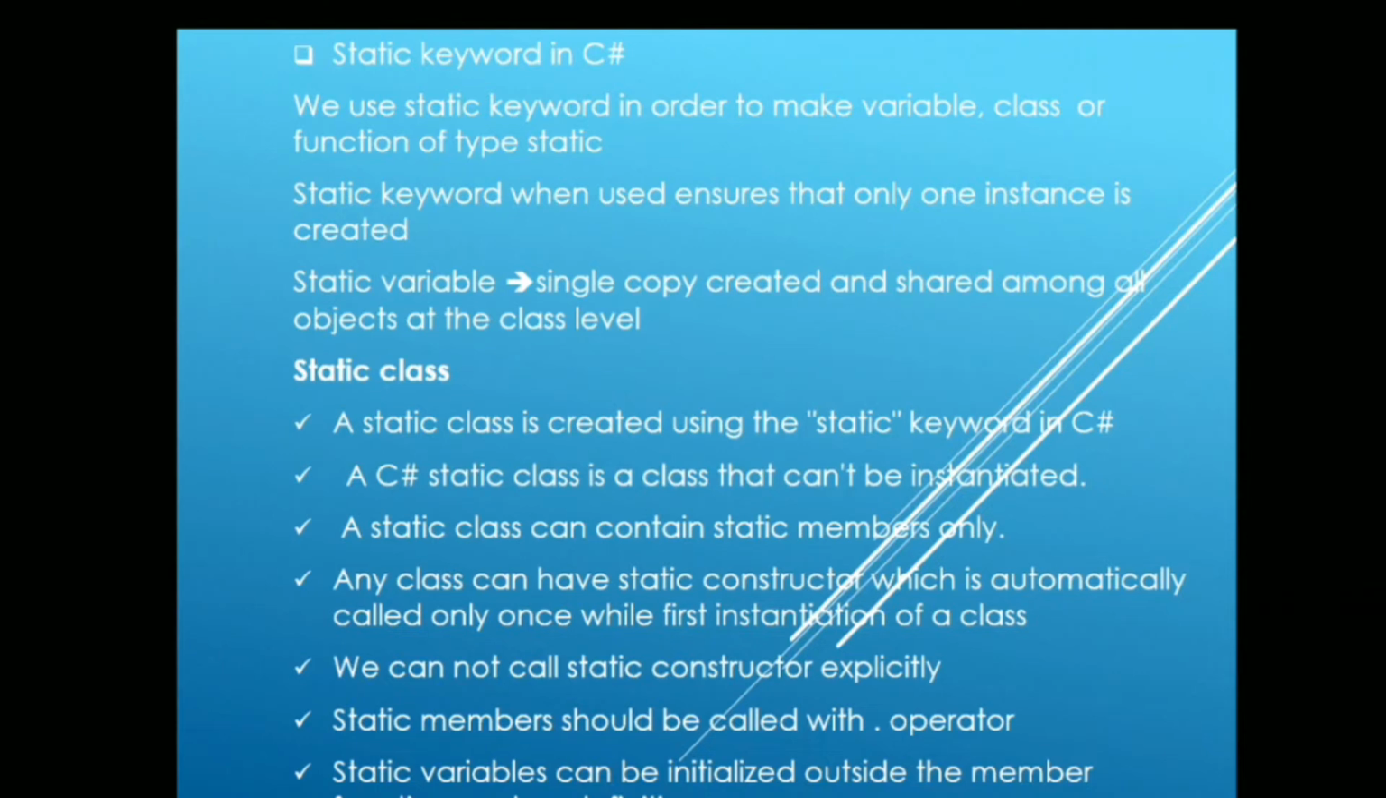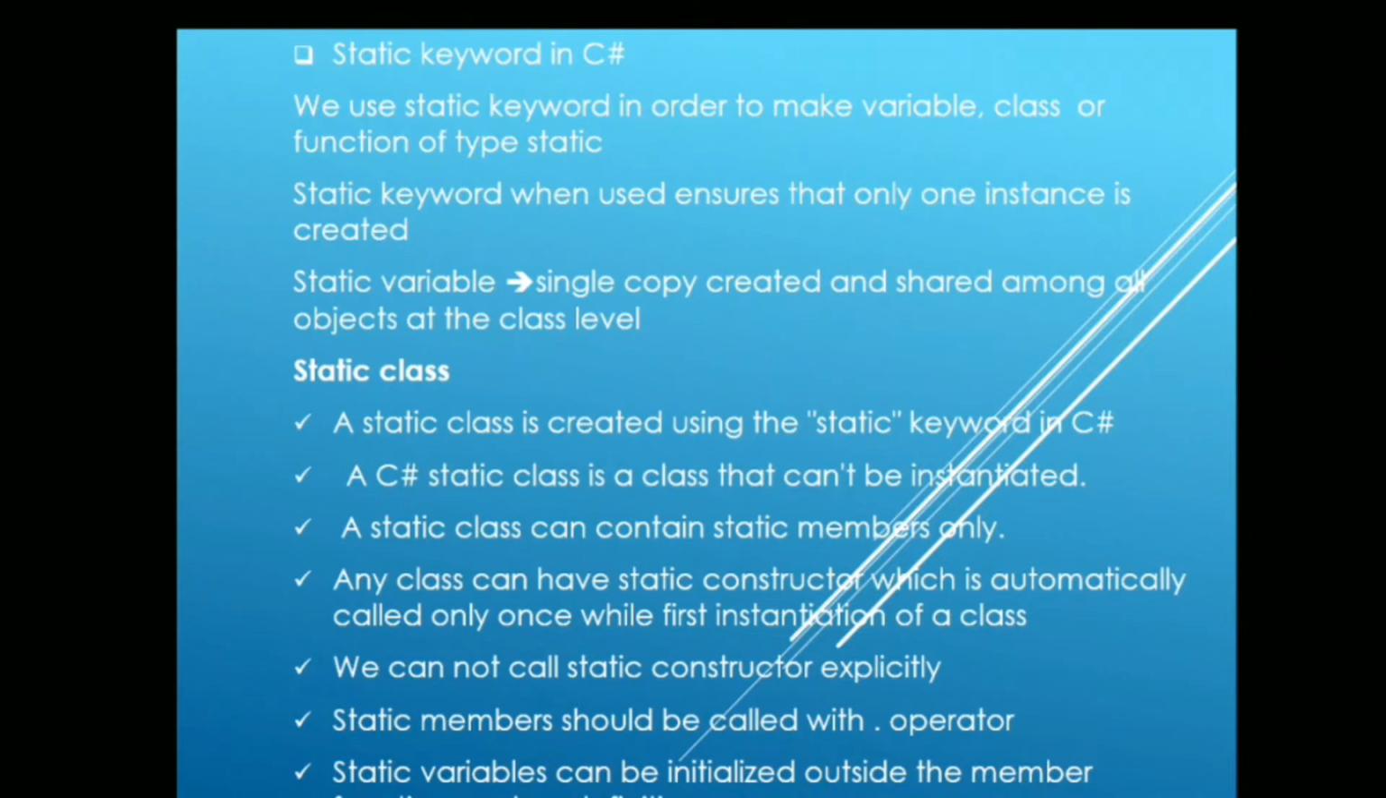Static class can contain static members only. Any class can have static constructor, which is called automatically only once, during the first instantiation of a class. Static members should be called with the dot operator. Suppose a static class has a static function. In order to call that function, you should be using class name dot method name. Static variables can be initialized outside the class.